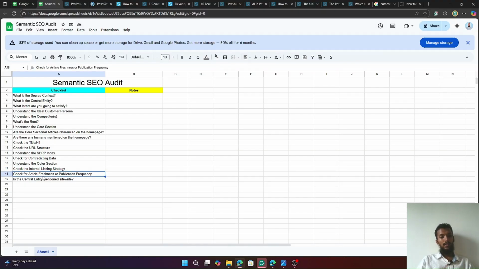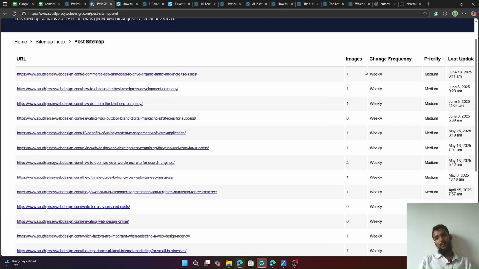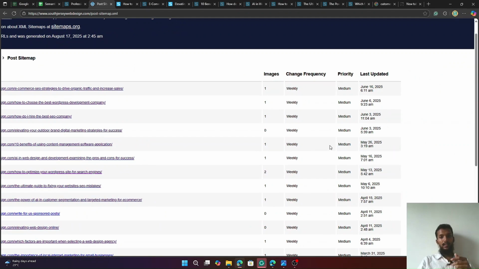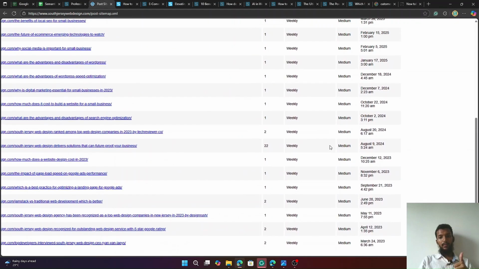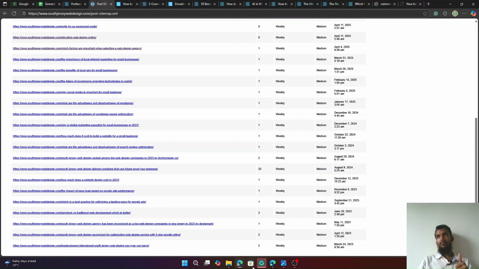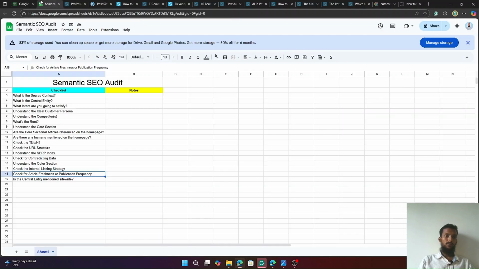Next, we have check for article freshness. So if you go to the sitemap, some of their articles are weekly updated. That's a good sign. But some of them are from 2023. That is not a good sign. We have to improve our articles at least every 6 to 8 months. And the more you can properly update your articles, that's a good sign. Google will keep crawling your website more and more. So yeah, that's a place to improve.